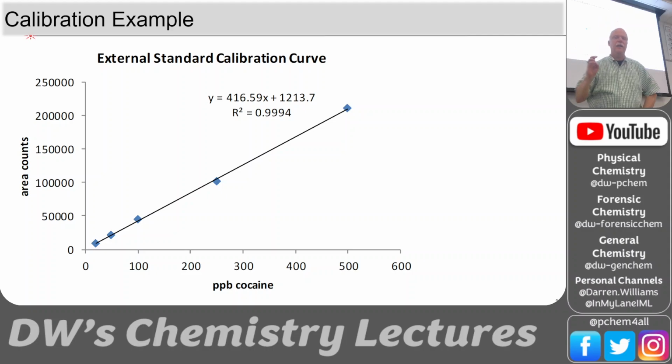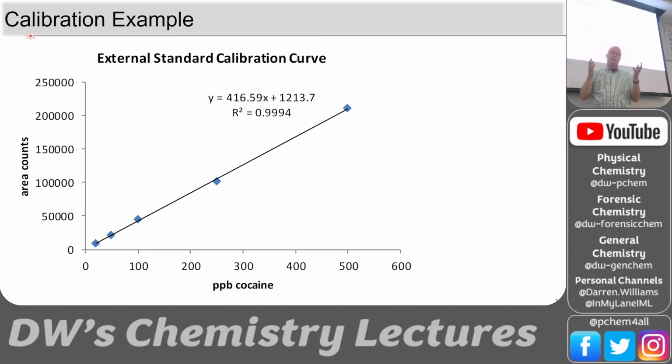Okay, so now let's look at an external calibration curve. External calibration means we have external standards to our sample. So we build up external standards, and we run several of those. In this case, we did 5. So we have a concentration or an abundance, parts per billion of cocaine. We run our standards, we measure the area counts of a chromatogram, and we get our calibration curve.